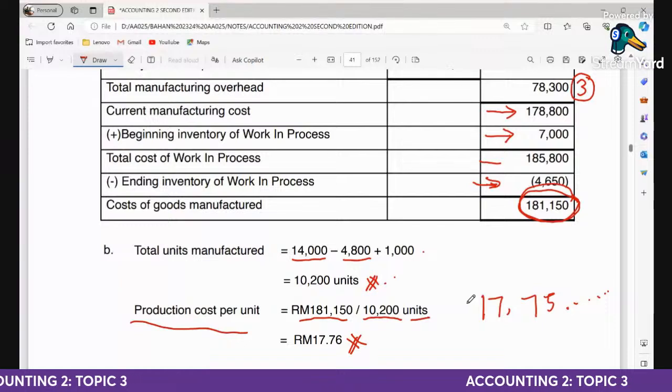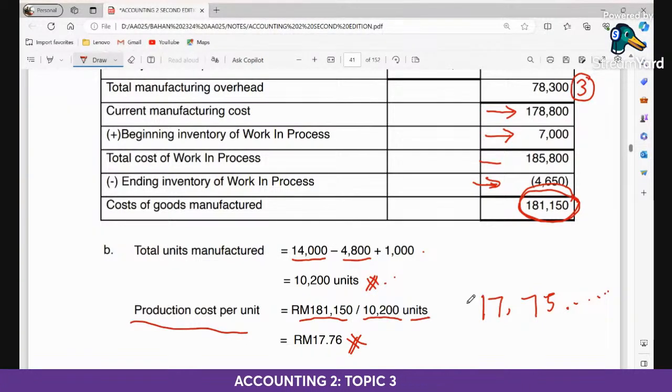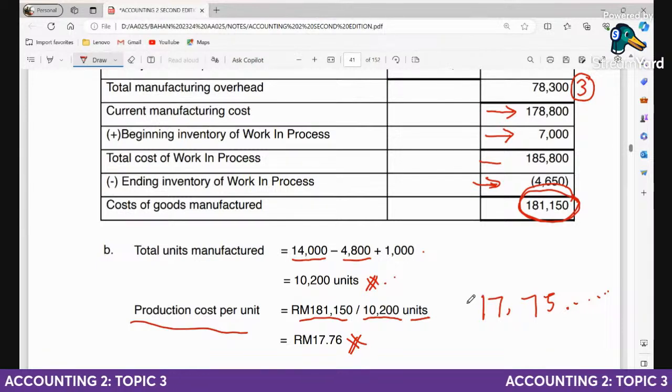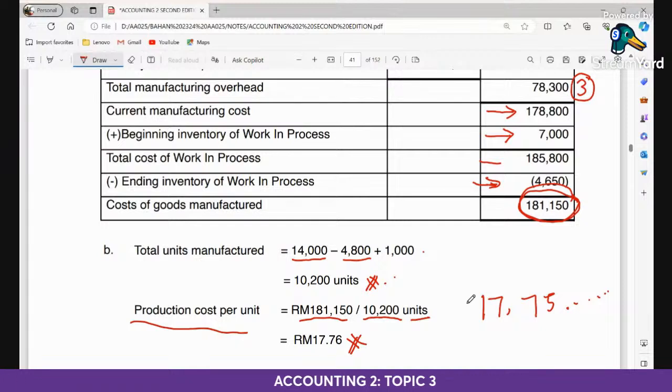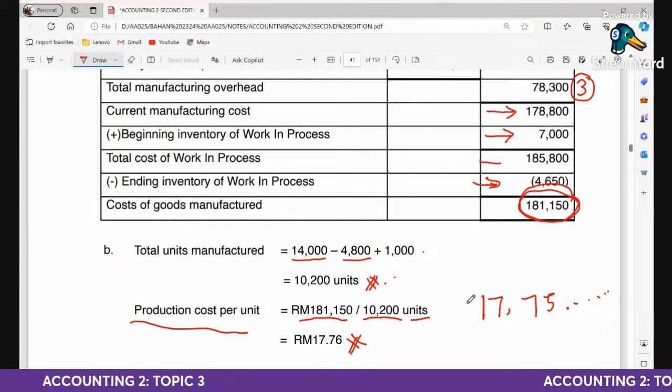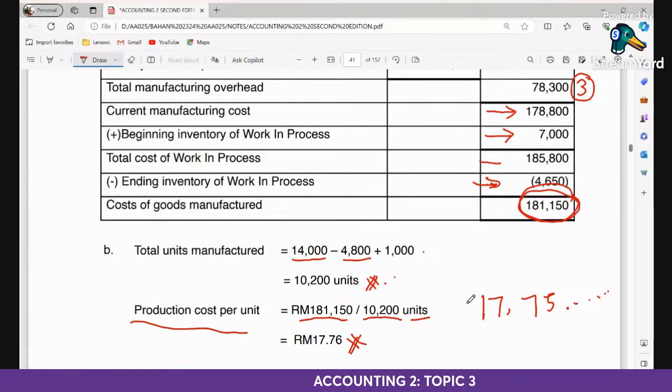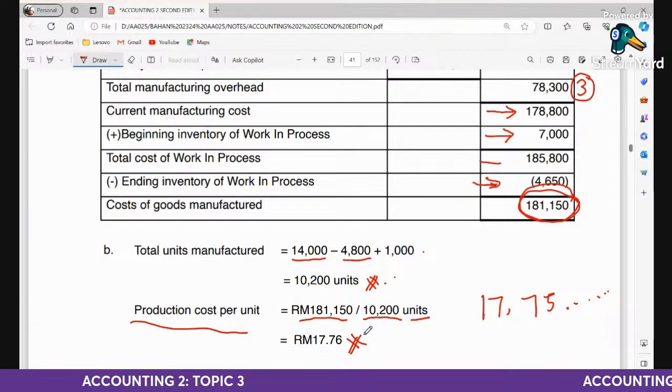So you need to know all these terms and items so that we know how to differentiate and how to calculate. And this chapter will end with calculating total units manufactured and also production cost per unit. Okay, so I wish you a good day, everyone. Please watch the video, and I'll see you tomorrow.